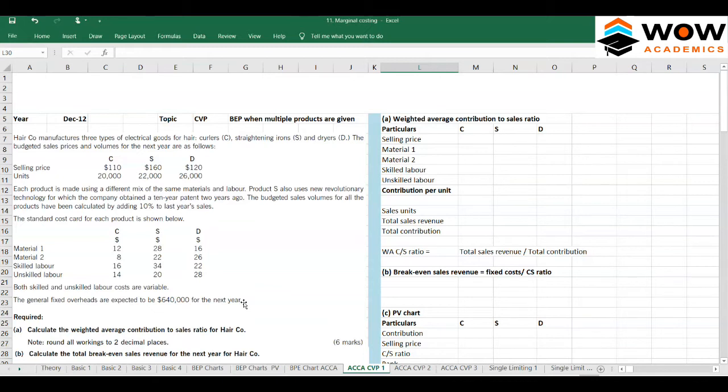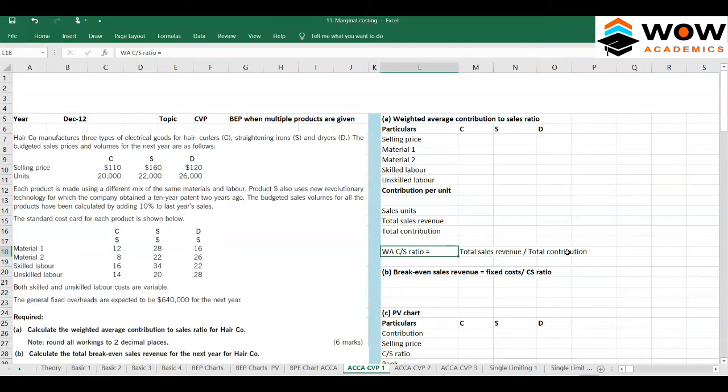Okay, so they have given a lot of data here. So the data that we want is the most important. The first ratio to be computed is the weighted average CS ratio. So the formula for weighted average CS ratio would be total sales revenue, which is quite easy to find out, divided by total contribution.